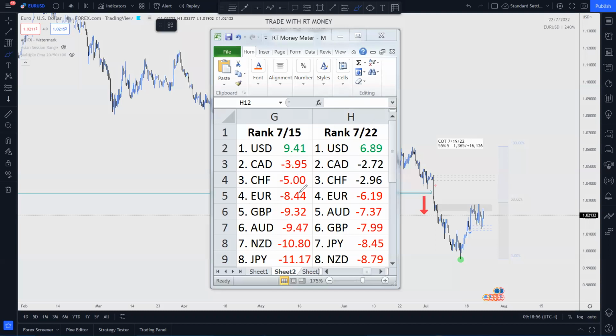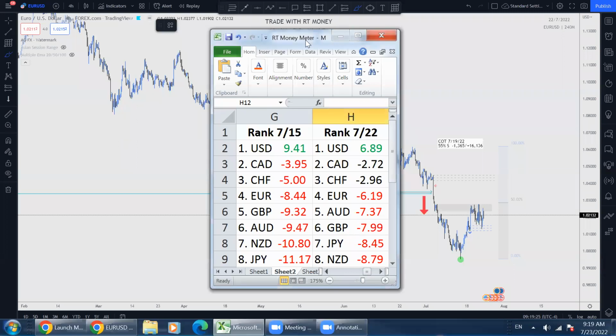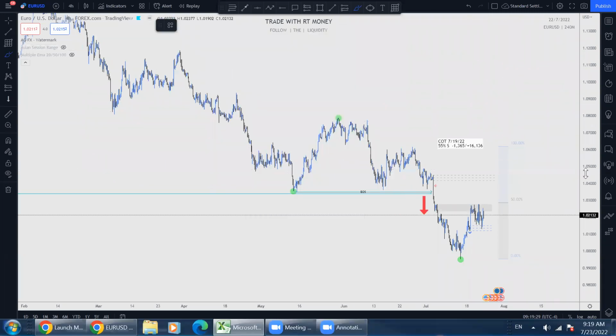Now, what do we notice about the euro? The euro went from minus 844 to minus 619. This one did the opposite. It's been downtrending for weeks, and then we have a pullback. That's all that happened, a little pullback action. And we'll take a closer look to see, are we finished with this pullback or what? So we're going to take a look at that right now.